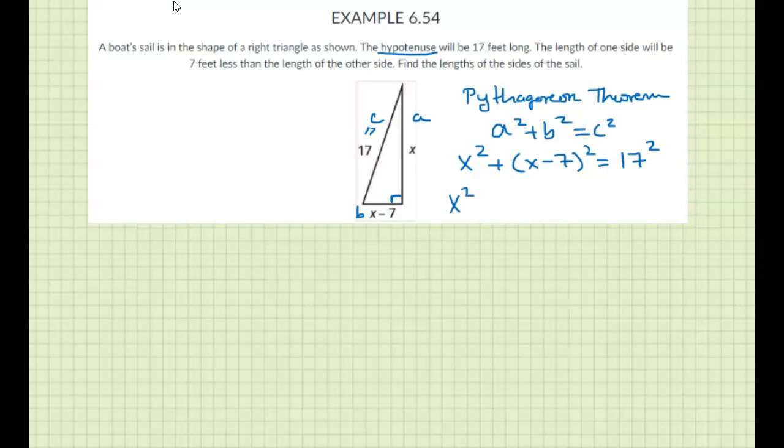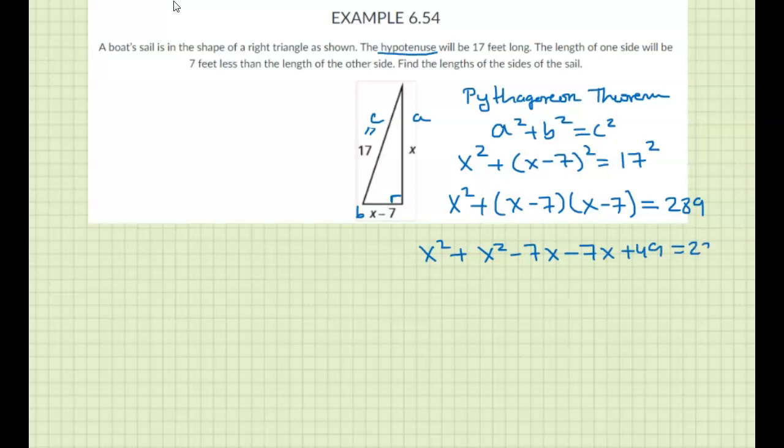So we have x squared plus x minus 7 times x minus 7 equals 17 squared, which is 289. We have x squared plus x squared minus 7x minus 7x plus 49 equals 289. We're going to collect like terms, so these together and these together. And also subtract the 289. We got to do that anyway.